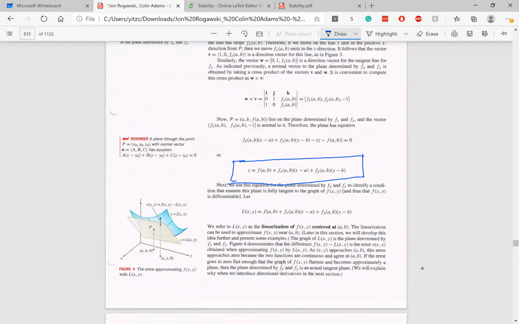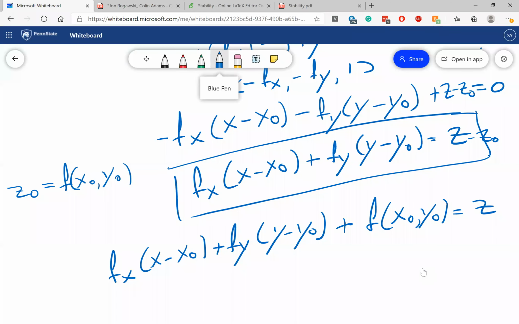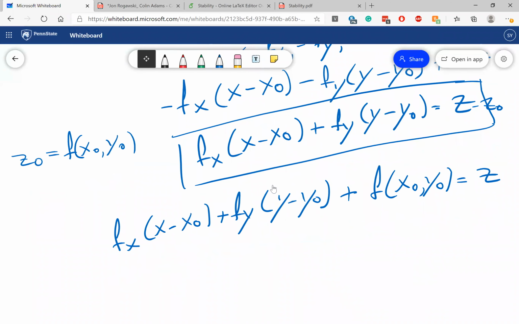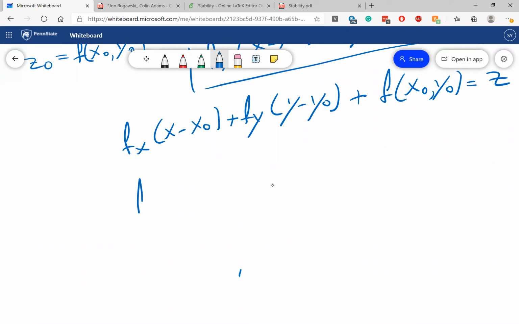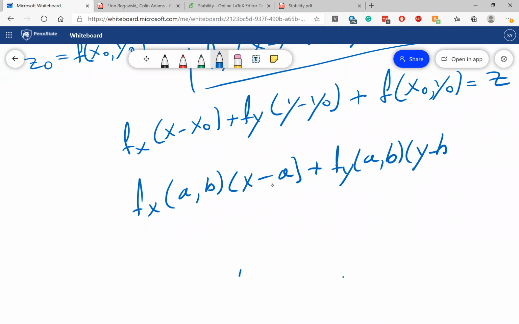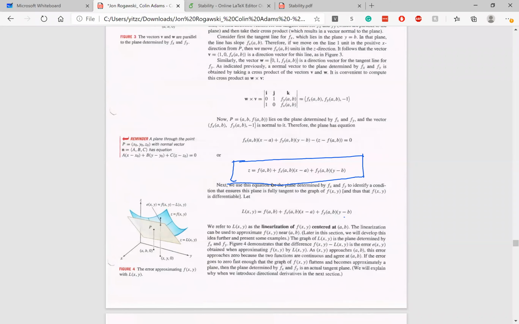z is equal to f of a, b plus fx of a, b times x minus a, plus f with respect to y of a, b times y minus b. So instead of x0 and y0, if you're looking at the point a, b at the bottom, you would get this. So that would be fx(a, b) times x minus a, plus fy(a, b) times y minus b, plus f(a, b), that is equal to z. Okay, any questions about this so far?